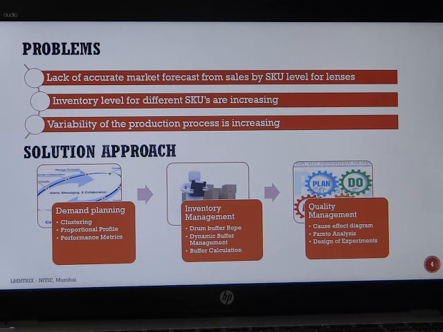First, in demand planning, we'll be doing the clustering, then the proportional profiling. After that, the performance matrix. In inventory management, we'll be applying the theory of constraints. For that, we'll be using the drum buffer rope concept, dynamic buffer management, and after that, we'll be calculating the buffers. In quality management, we'll be developing a cause and effect diagram. After that, Pareto analysis, and then the design of experiments.